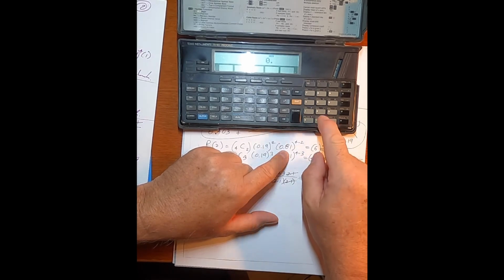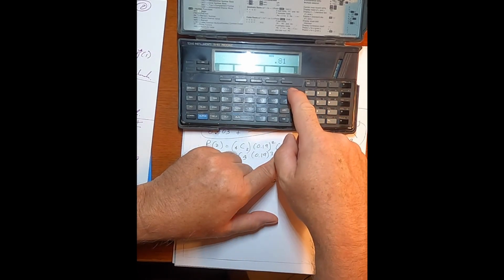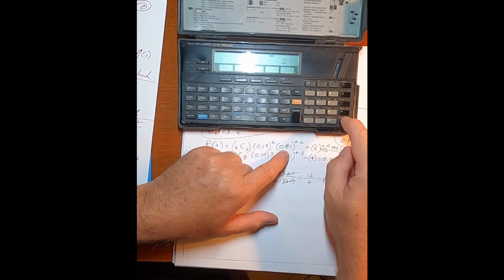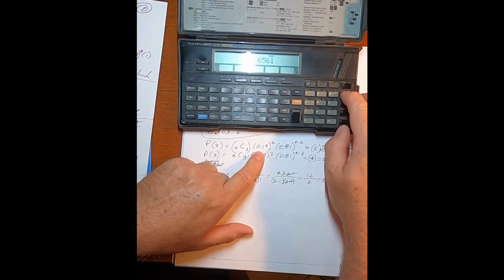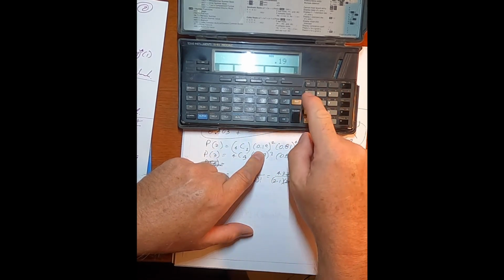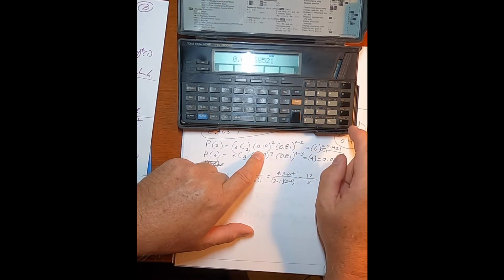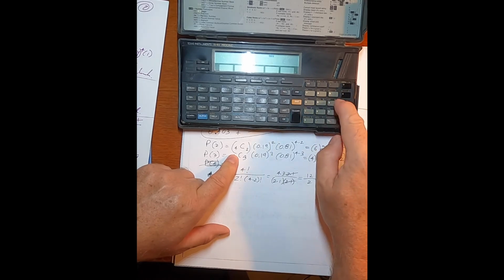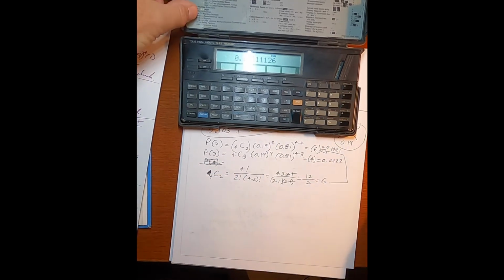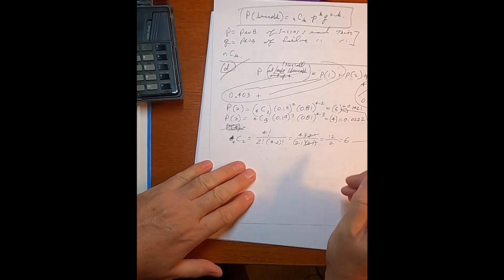Okay, so let me check this one, make sure this is right. So this is 0.81 raised to the 2 power, times 0.19 raised to the 2 power, times 6. Yep, that's right. All right, so there we go. Let's add them all together now.